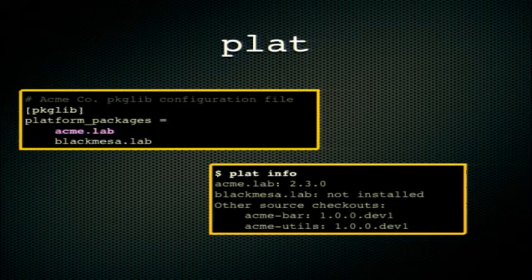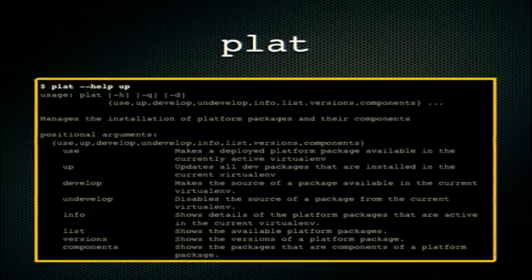Again, it's configured in package.ini. You just list the packages in your ini file, and that's how it works it out. So there's a little tool called plat. It's loosely based on the VCS command line. So you go plat info, and it tells you what your platform packages are, and any other source checkouts you've got. There's a quick summary of the help file. So you can do plat use, and then you use that platform. There's plat up, update your platform, plat info, plat versions, what are the versions, etc.